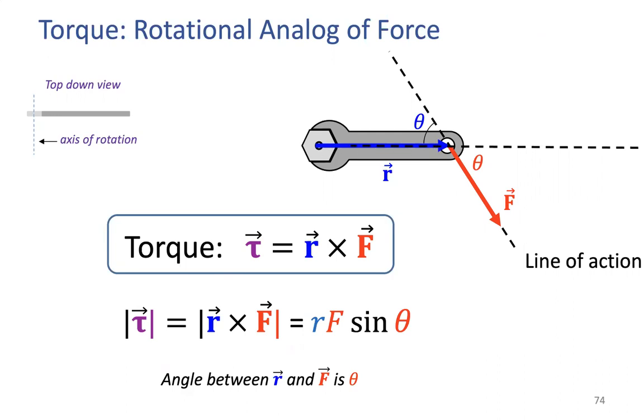So the cross product R cross F is going to give us how big and the direction of this torque, the rotational effect created by this force. The cross product: the magnitude of R, the magnitude of the applied force, and the sine of the angle between the two vectors, measured from R to the force F.